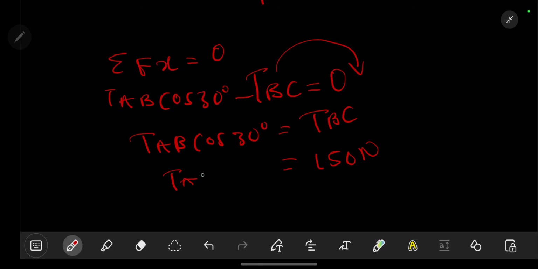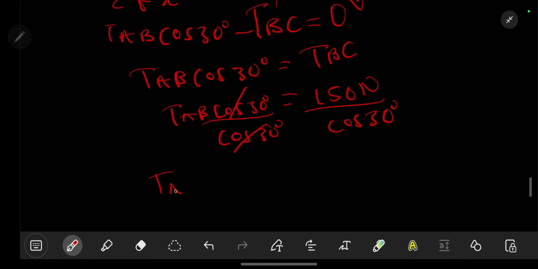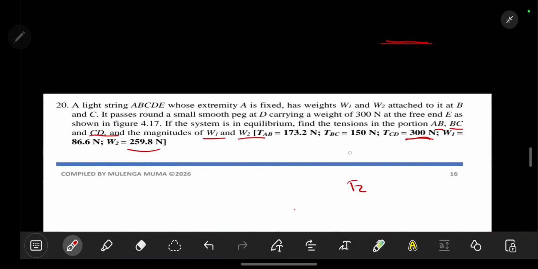Then we have our TAB, then we have the cos of our 30 degrees. We divide by the cos of 30 degrees. So the TAB should be equal to, when we divide our 150 by the cos of 30 degrees, this is going to give us a value of 173.21 newtons. So let's verify. So according to this, that's the answer. TAB is equal to that.